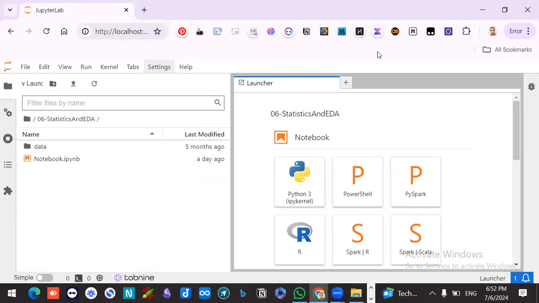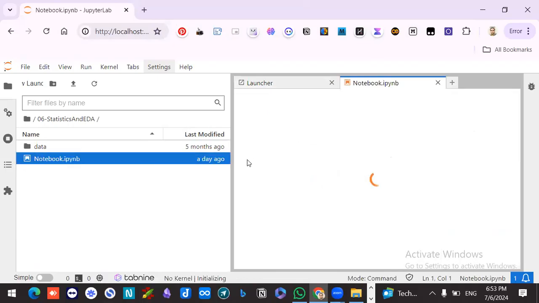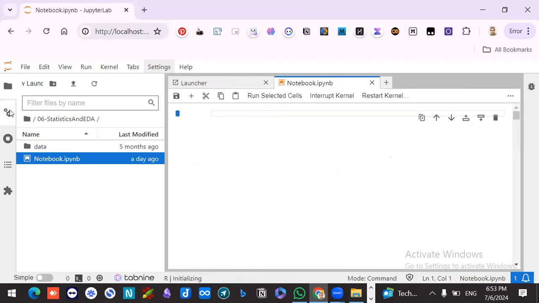Like I explained, descriptive statistics is there. In a similar way, we also have inferential statistics available. These are the topics we covered.